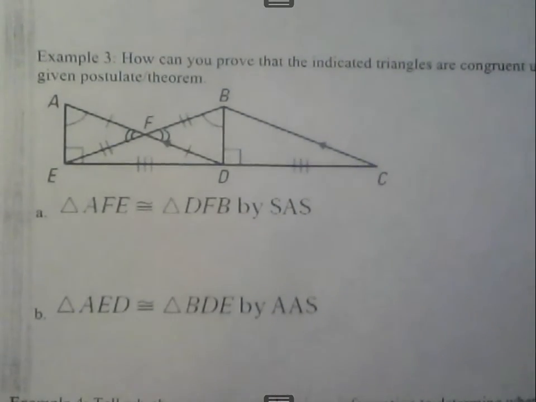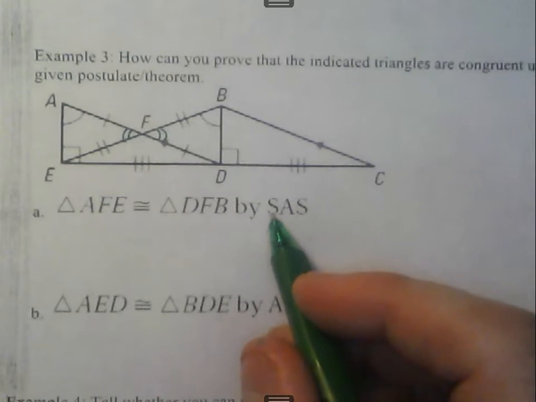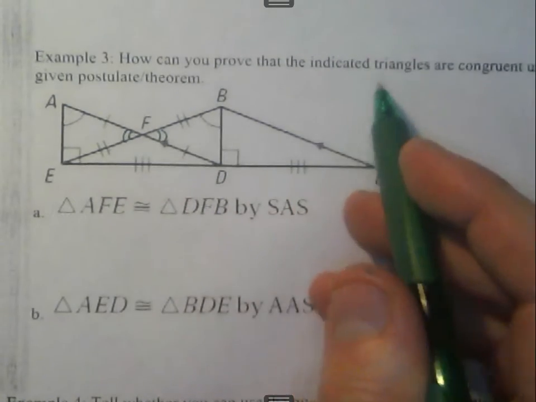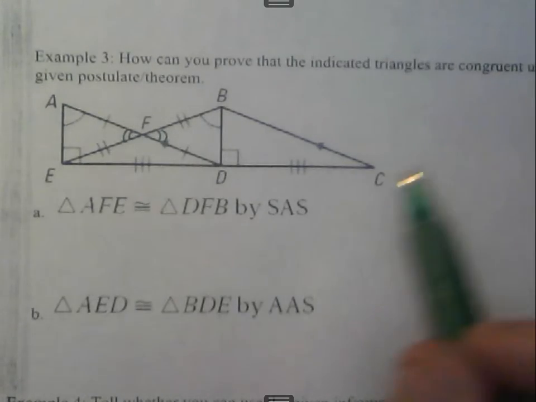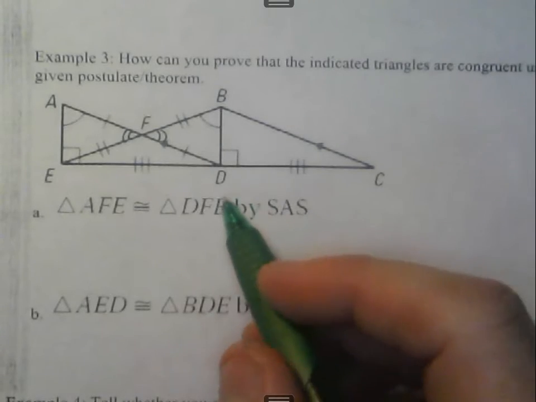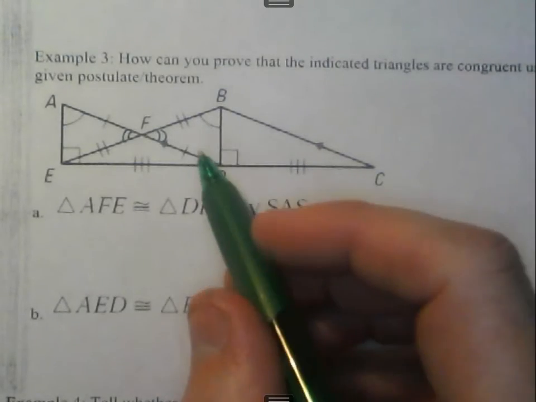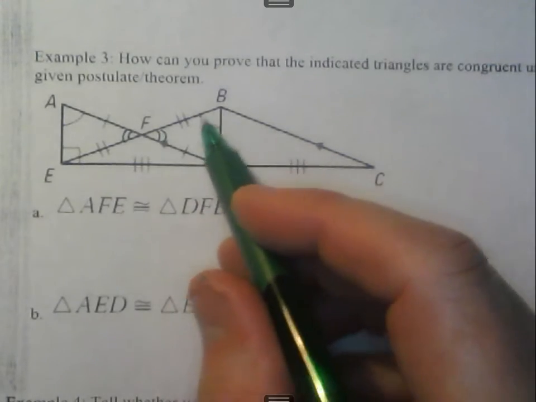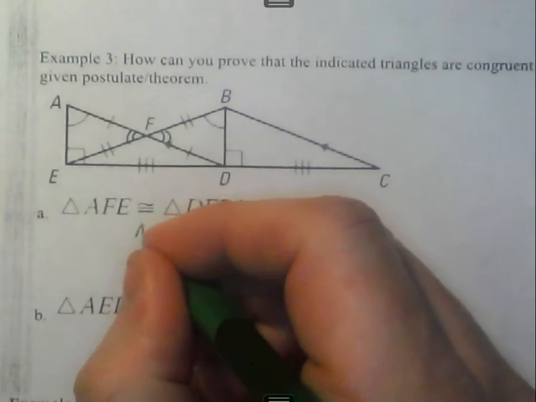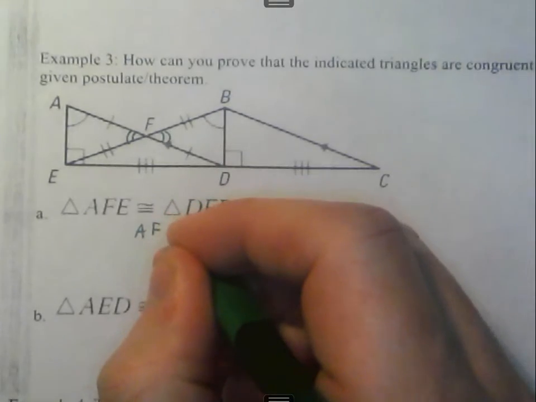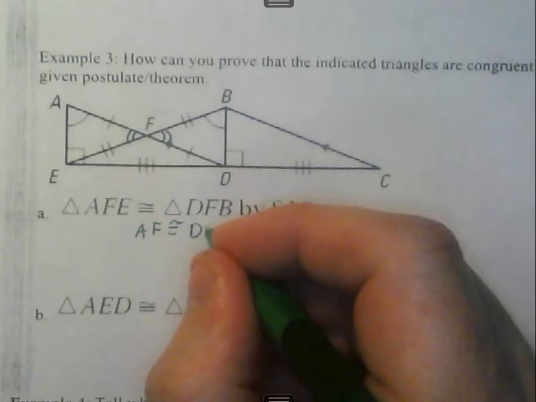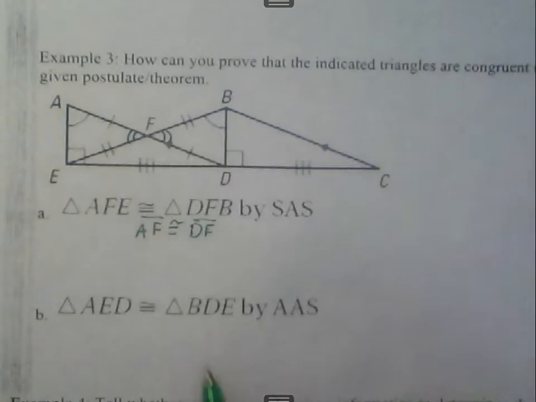Does it help us? I don't know. Let's find out. So we're trying to do side, angle, side. So how can we prove that the indicated triangles are congruent using the given postulate or theorem? So if AFE is congruent to this by side, angle, side, we could say that AF is congruent to DF, because we know that is a side.